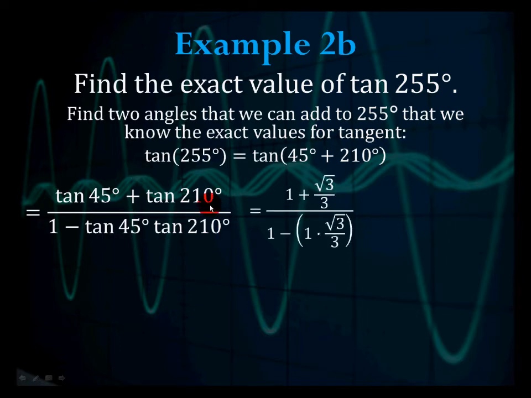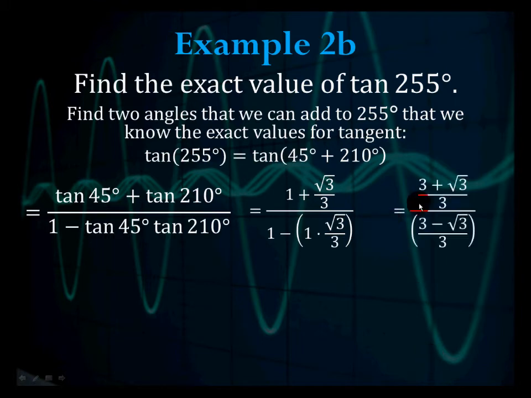So the tangent of 210, this is in the third quadrant with a reference angle of 30, which means tangent is positive in the third quadrant, and tangent 30 is radical 3 over 3, which we just figured out. So you plug those values in for 210, tangent 45 is 1. The nice thing about 45 for tangent is that it's going to equal 1. You don't want to pick complicated angles here.